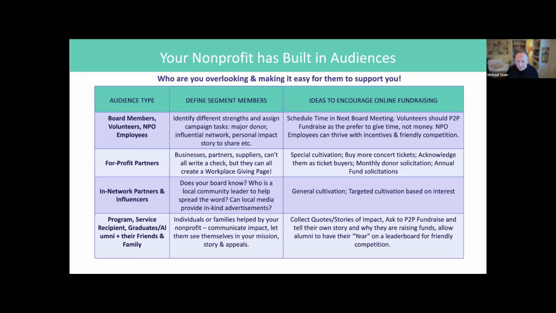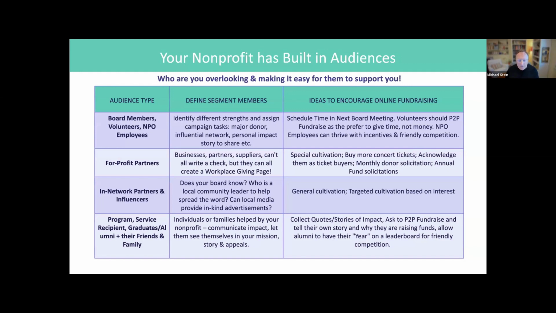In-network partners and influencers. I think this is a group that's sometimes overlooked. And so who does your board know? Who is a local community leader that can help spread the word? Are there local media outlets that can provide in-kind advertisements? Maybe you're partnering with a business to share the cost of PR around this campaign that's happening. So just think creatively about who else is in your network that you might activate that might not be just your board members.